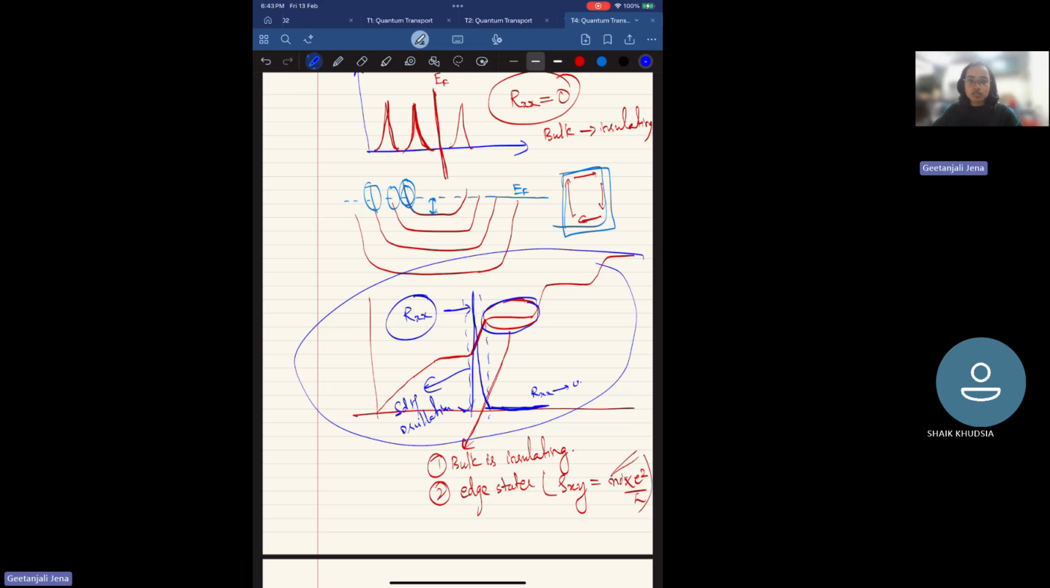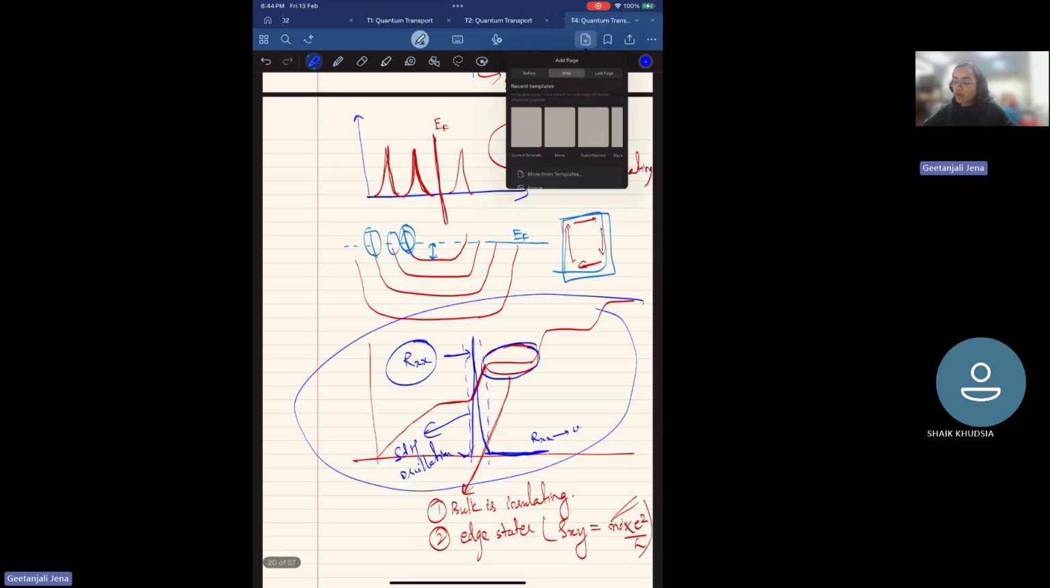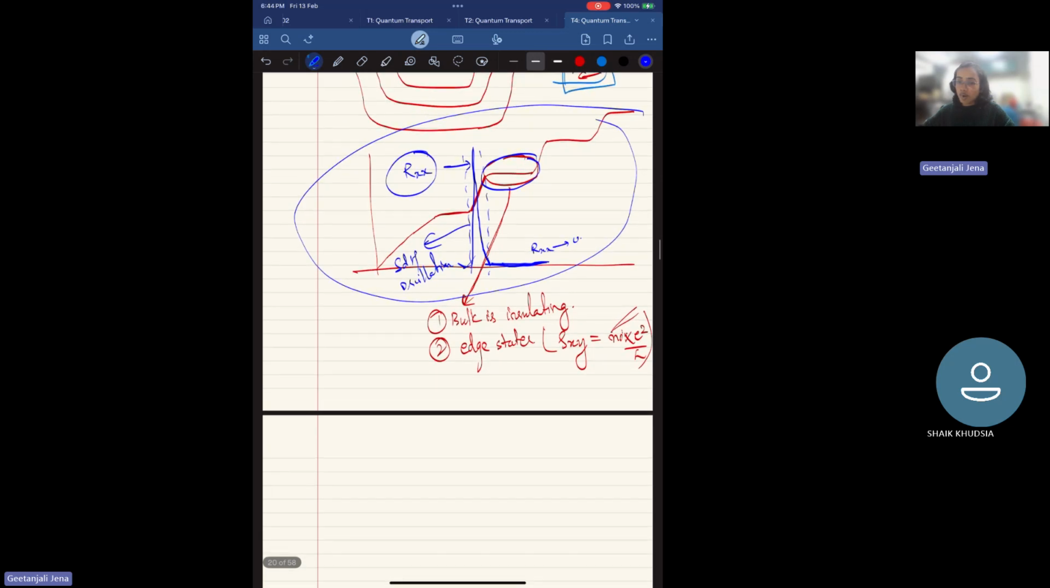There is a question. You are asking whether the quantum Hall effect can be explained by one-dimensional transport formalism or two-dimensional transport formalism. Which one will we see in the quantum Hall?